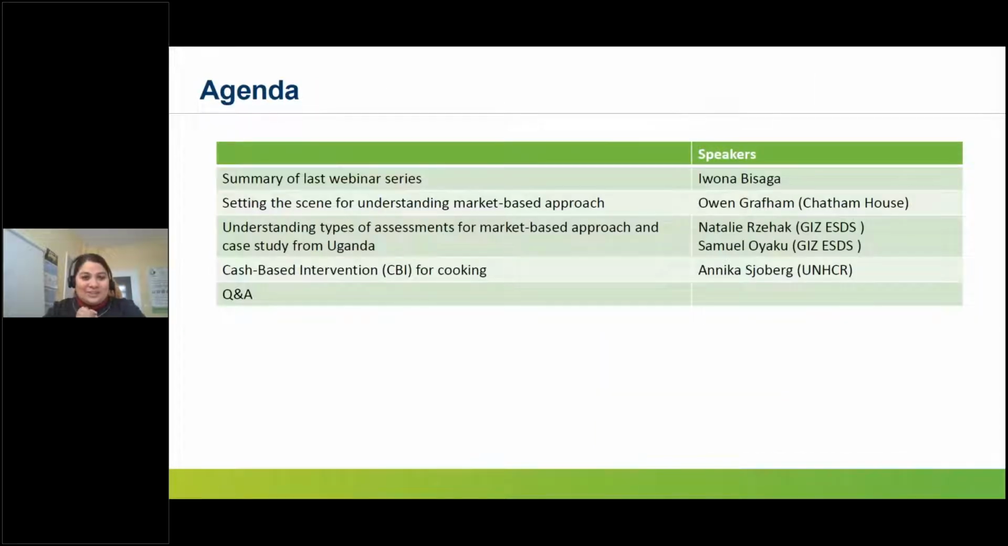A quick look at the agenda for today. We have a stellar lineup of speakers covering a whole wide spectrum of market-based approaches. We're going to start with a quick summary of what we talked about in our last webinar season. Then we are going to dive deeper into what a market is, with a presentation from Chatham House. Then we are going to travel to our colleagues in Uganda and Germany who are going to talk about the different kinds of assessments, with an example from Uganda. And then we are going to hear from our colleagues from UNHCR, who will give us a presentation about why cash-based interventions for clean cooking. So stay tuned for all those amazing presentations.